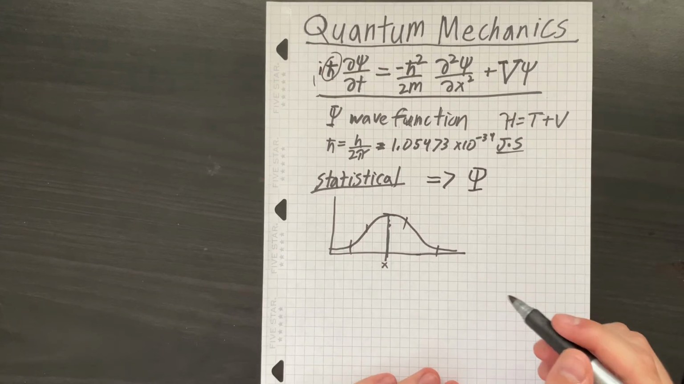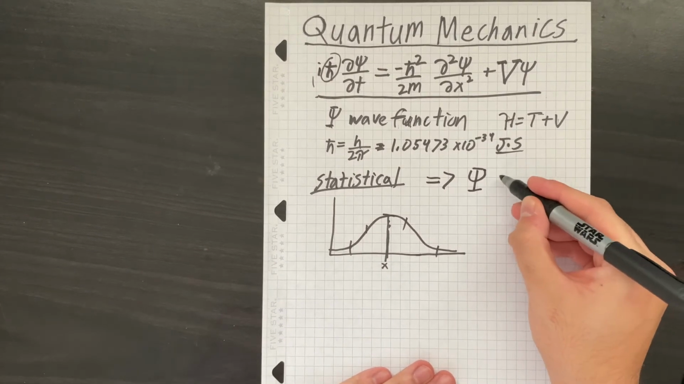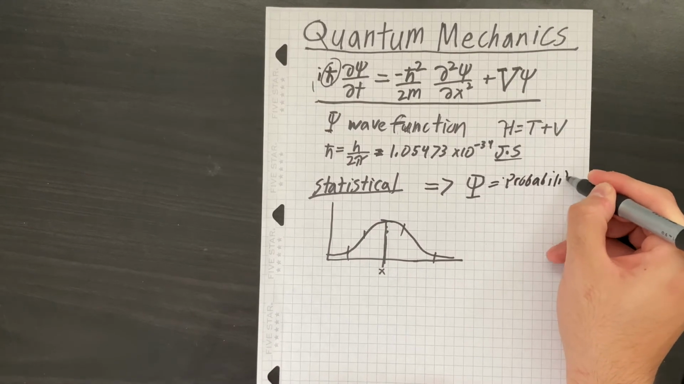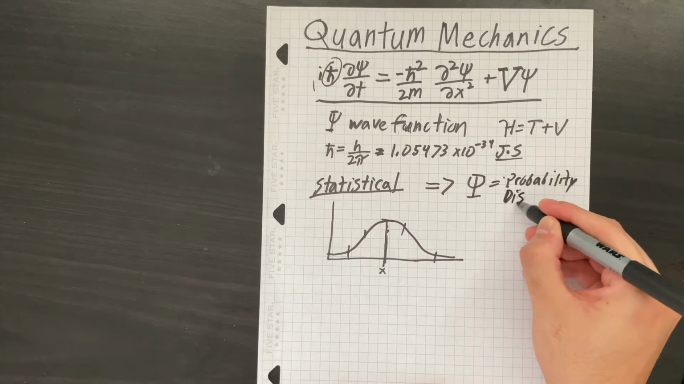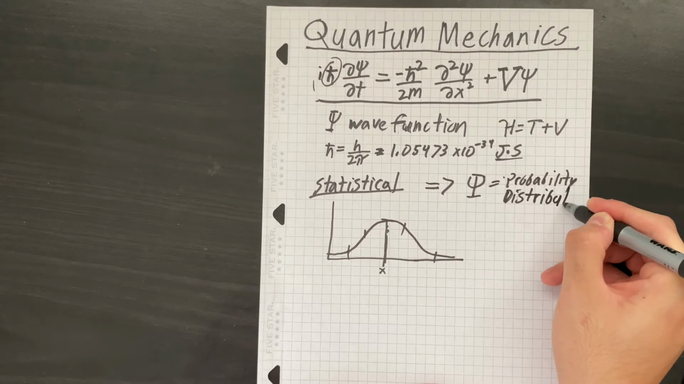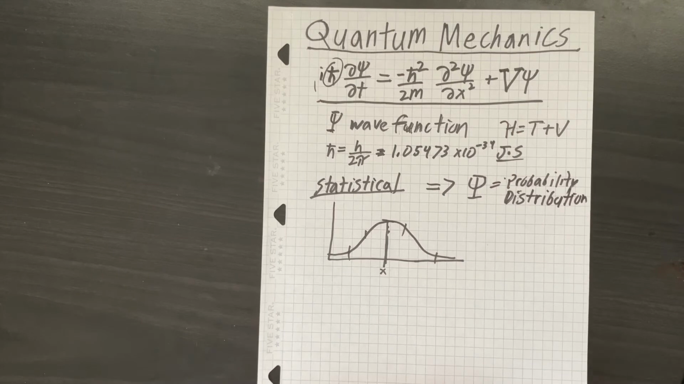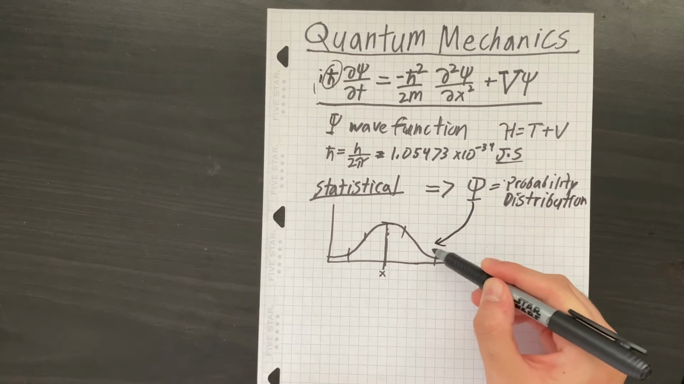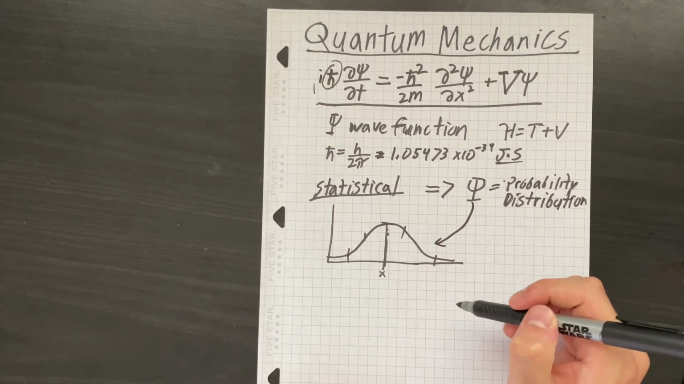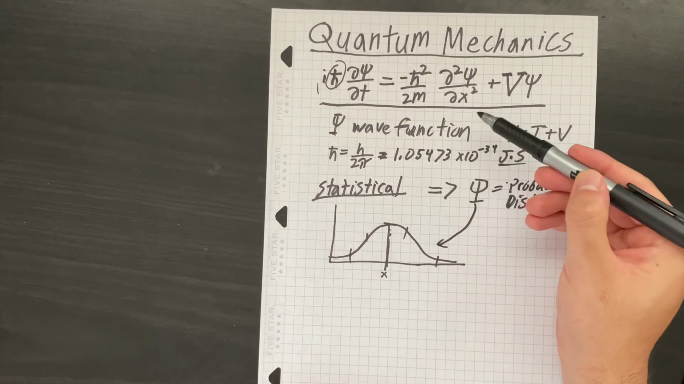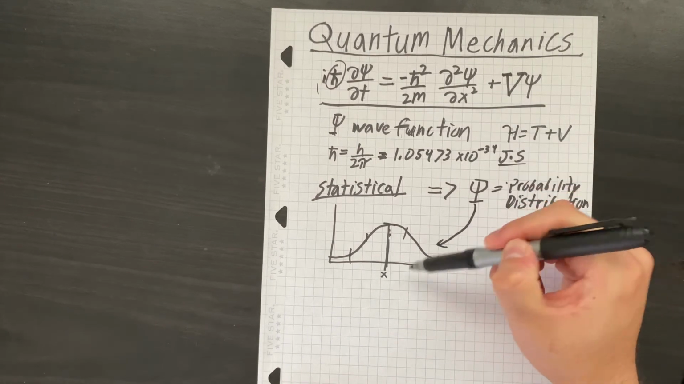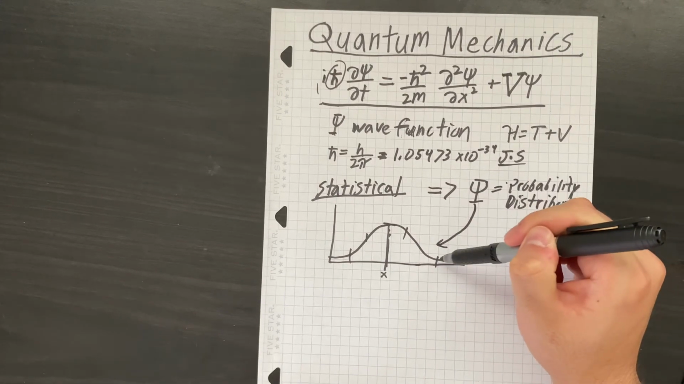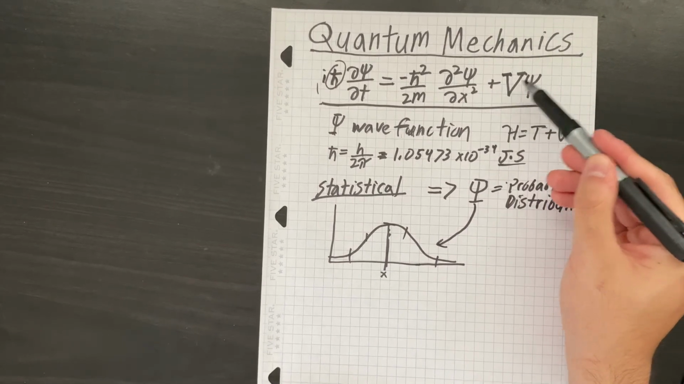Now, all quantum mechanics is taking this statistical idea and applying it to your wave function, psi. So psi is actually what's called a probability distribution. So basically, this psi right here could be this probability distribution right here, as long as it's able to solve the Schrödinger equation. So if this is an actual solution to the Schrödinger equation, then this probability distribution is the solution to some potential for this.